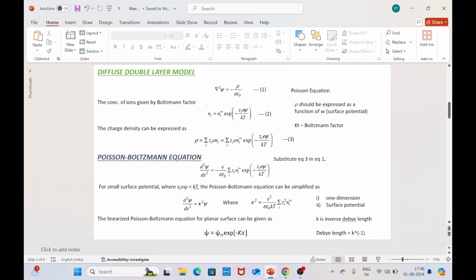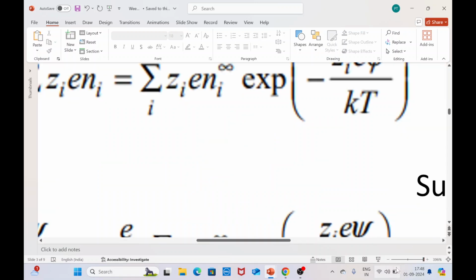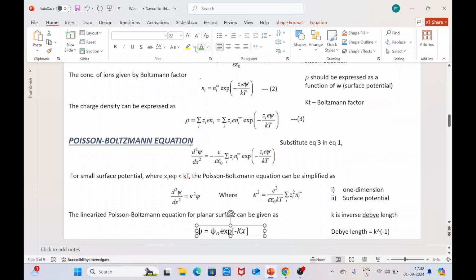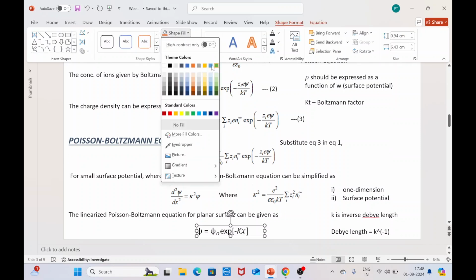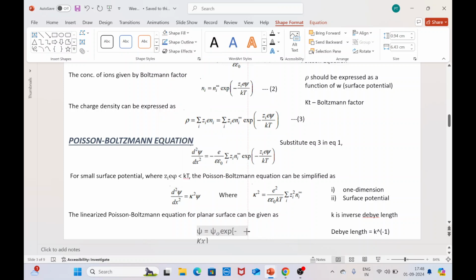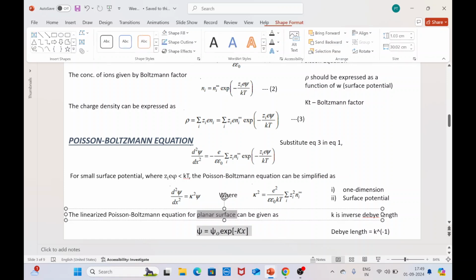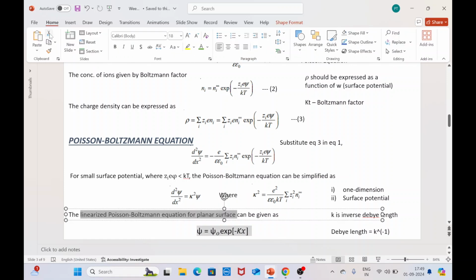So this is the linearized Poisson-Boltzmann equation for a planar surface. Let me just highlight this expression. This expression is called the linearized Poisson-Boltzmann equation for planar surfaces. Again, this is for a planar surface.